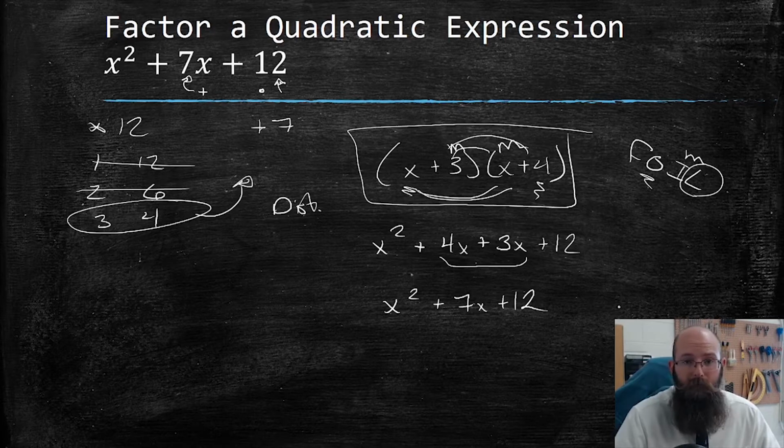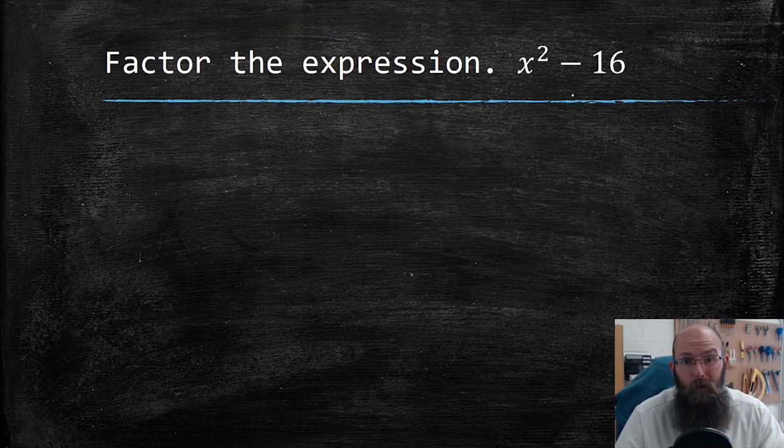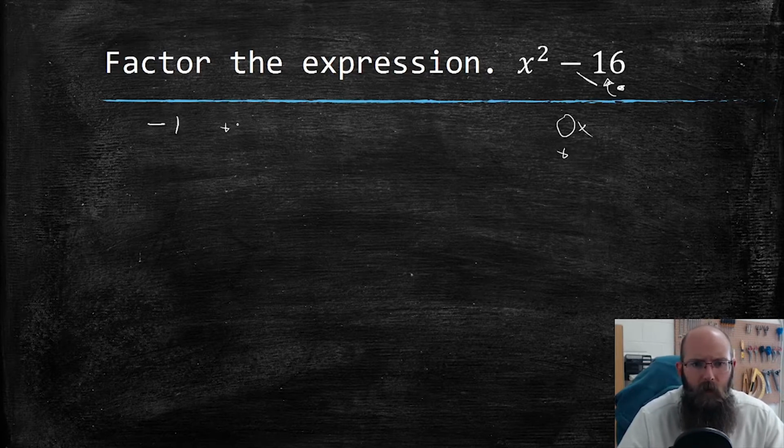Let's go on to the next one. So on this one, you'll notice no middle term, which can be a little bit intimidating, but don't worry about it, right? It's just 0 x's hanging out there. I still need to multiply to get me this negative 16, but I need to add to get me 0 x's. So what two things multiply to get me a negative 16?